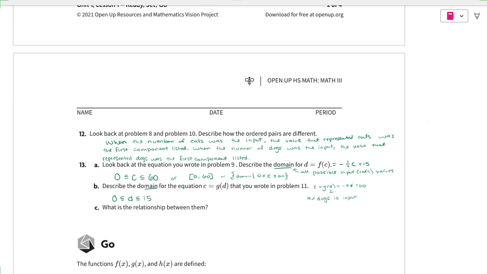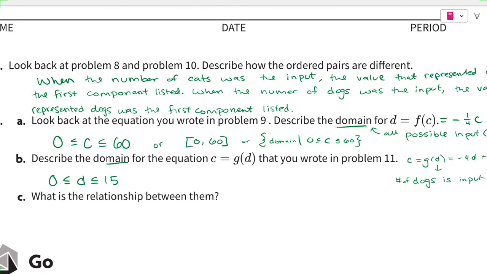Now, I'm using the word range because that's a span of numbers, but in this case, it is the domain. So, again, there's lots of ways to write it. I won't show all 3, but I'll show interval notation here too.